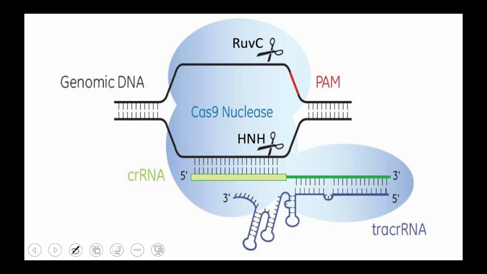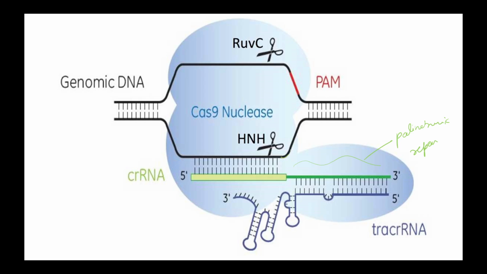You can see this is the genomic DNA of the bacteria. This is the whole CRISPR RNA along with the tracrRNA, and this is the Cas9. Okay, you can see. So these are the palindromic repeats that were present, and these are the spacers or the protospacers which are found here.